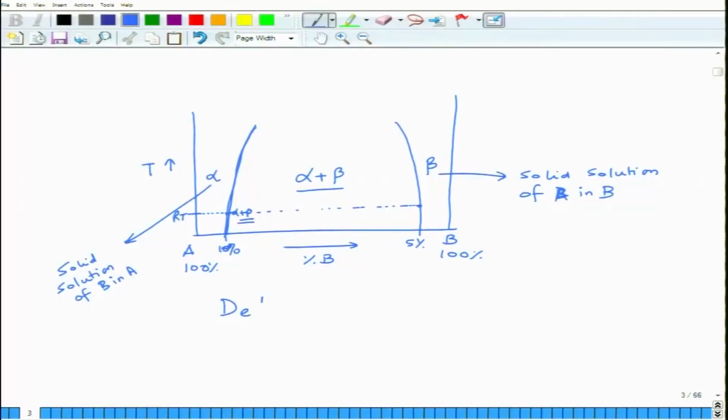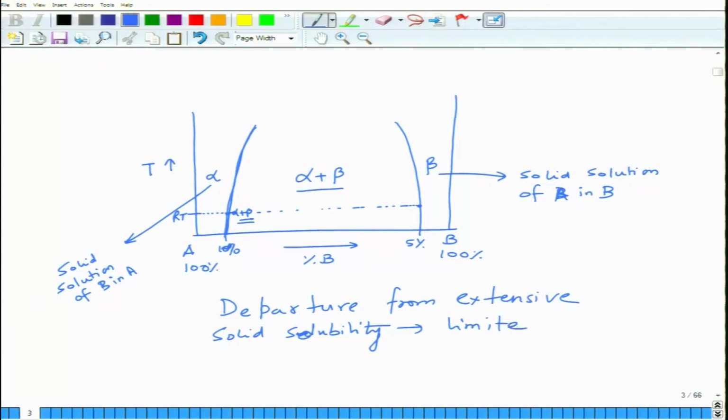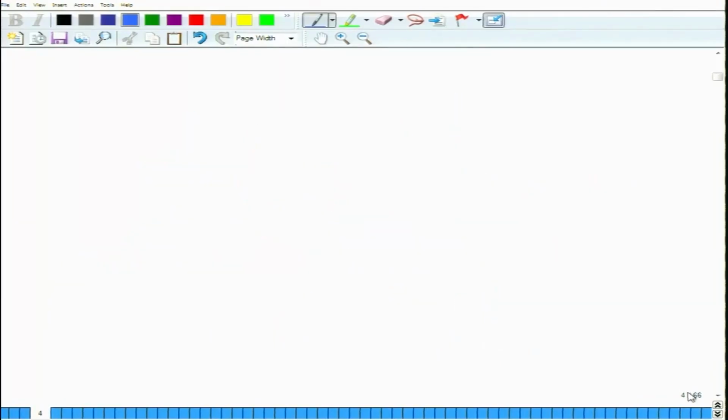So this is, you can say, the departure from extensive solid solubility. This is the case of, as we say, limited solid solubility. Is that clear? Yeah. So this is what happens in most cases.